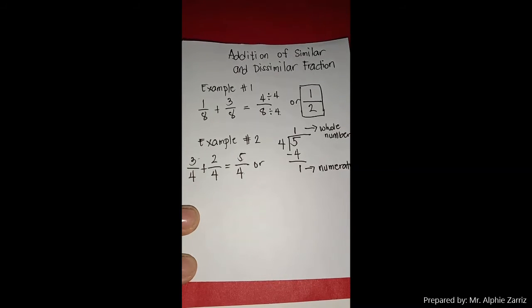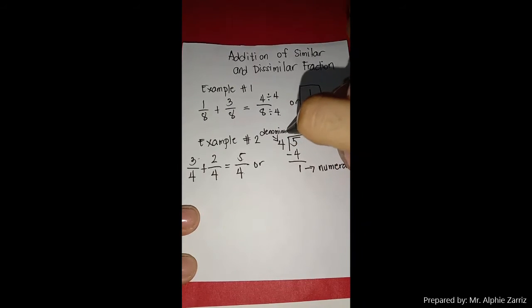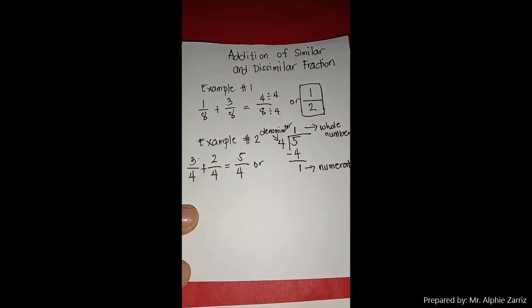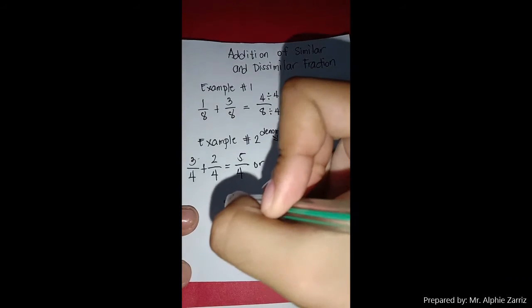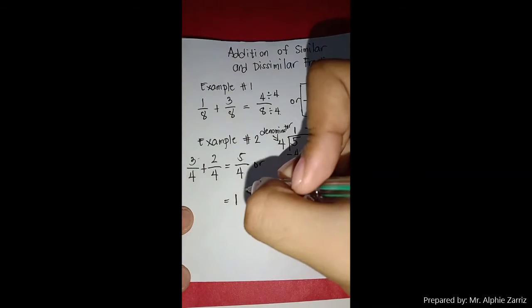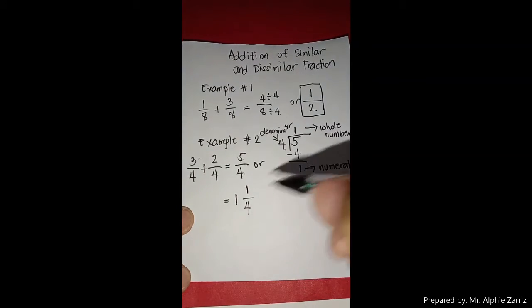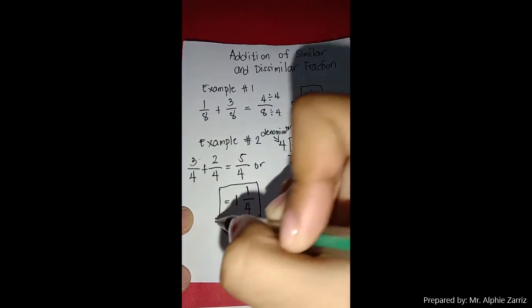And the last one is our divisor, this is our denominator. If we rewrite this, since it is too cramped, I will just write our final answer here. We have here whole number 1, numerator 1, and denominator 4. So this is our final answer.